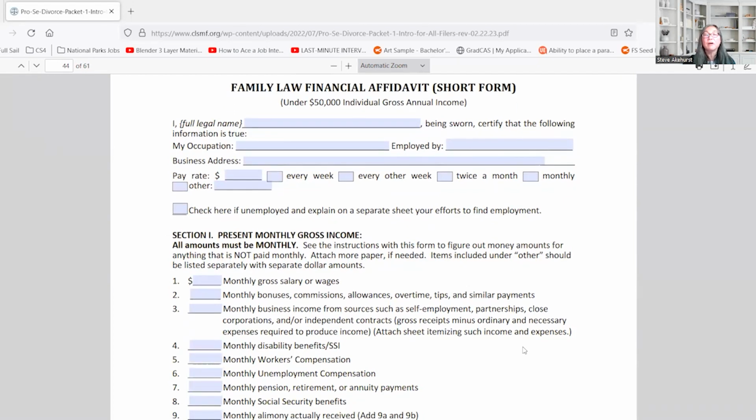And I always tell people, if you think, oh, I don't know what my salary is right now as I fill it out, go check your pay stub, because that will have a more accurate amount. Okay, so we'll go over this.